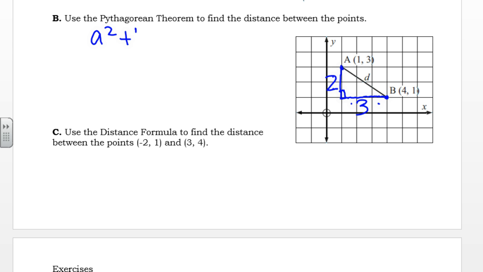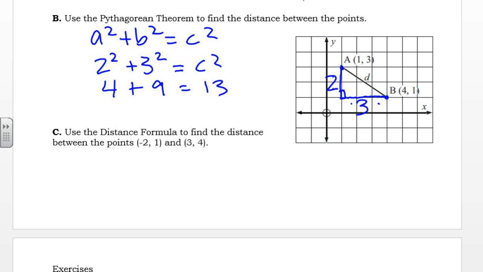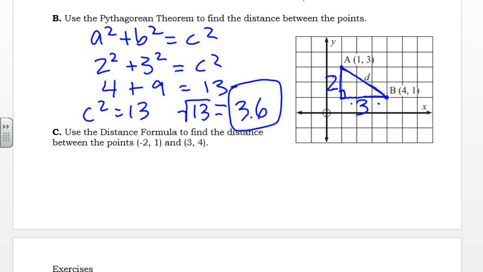So I wrote this above. We're going to do 2 squared plus 3 squared, and that is 4 and 9, which is 13. So if c squared is 13, c would be the square root of 13. So I will use my calculator to get a decimal. The square root of 13 is approximately 3.6. So this distance here is approximately 3.6 units.